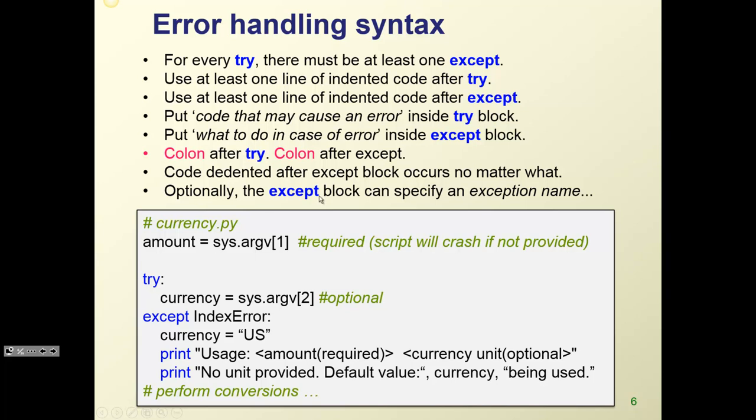The other thing is that an except block can optionally specify the name of an exception. Like in this example down here, it says except IndexError. So that's specifying that this exception is specifically for handling an IndexError. If another kind of error occurs up here, then it won't go into this except block because it won't be qualified to go in there.